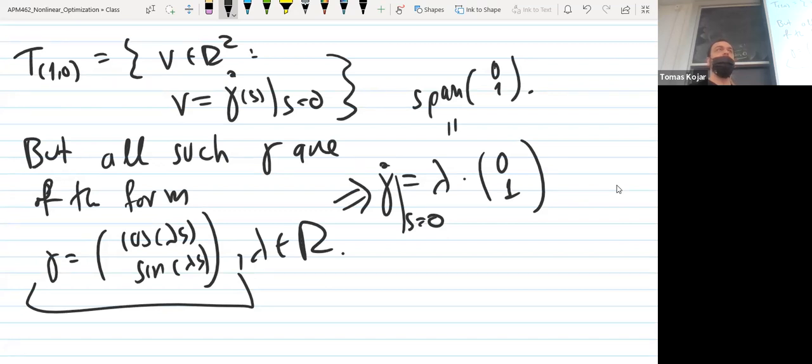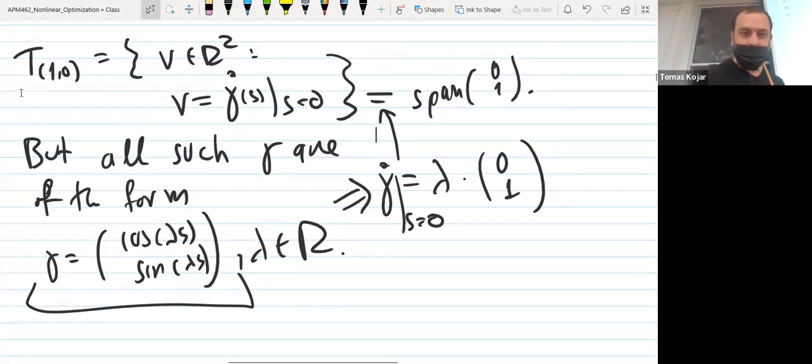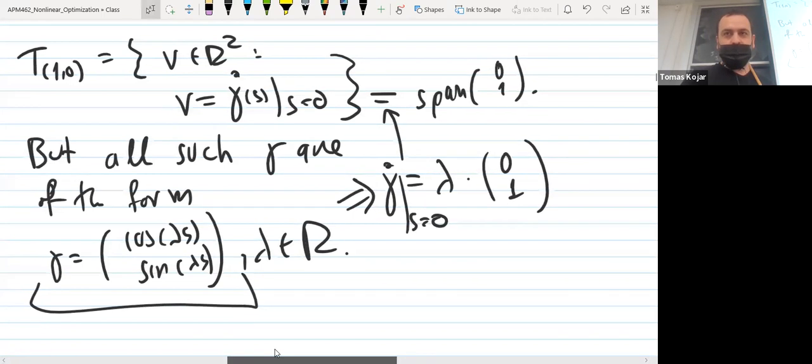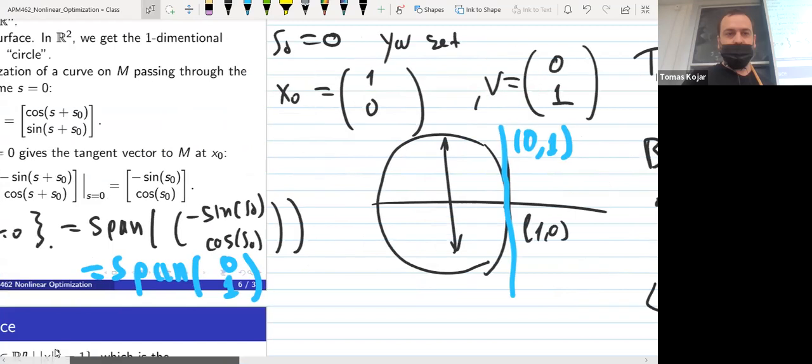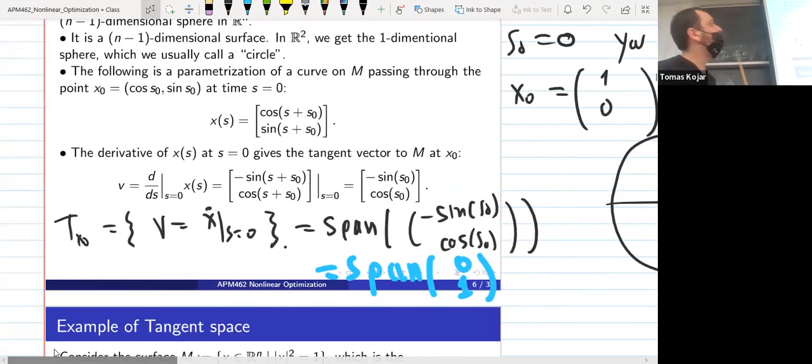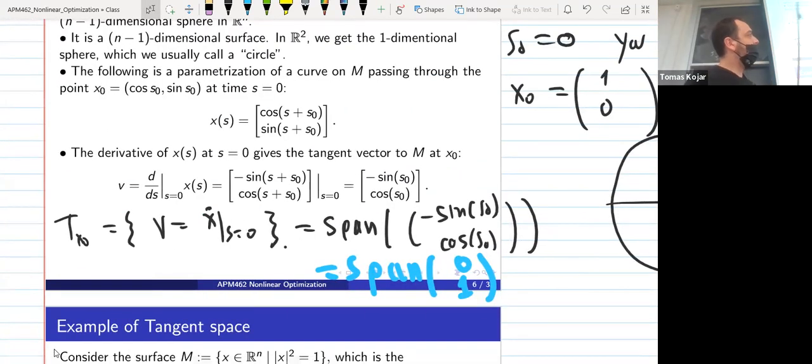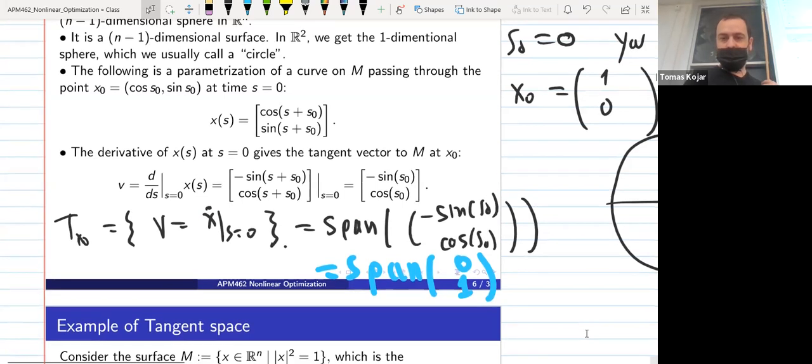Is that okay? All right, good. So I gave you the tangent space for the unit circle. All right, good.